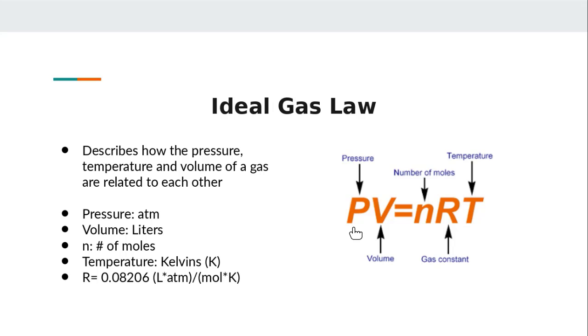Now, the reason that we have to use these units in our ideal gas law is because our constant, the R constant, is in those units. If the question gave you different units for pressure, for example, you would just convert back to atmospheres or change your gas constant. I would recommend not changing your gas constant, just change the variable itself.